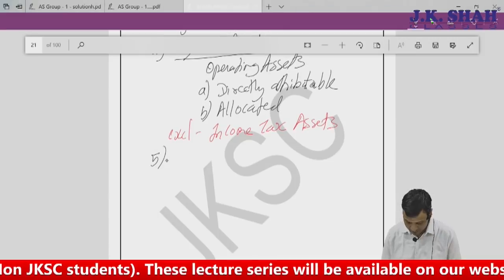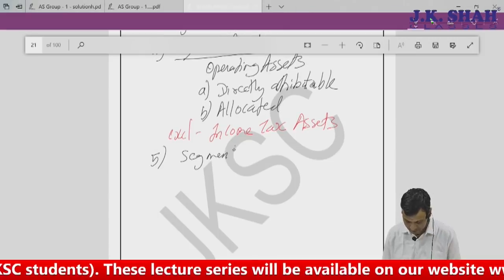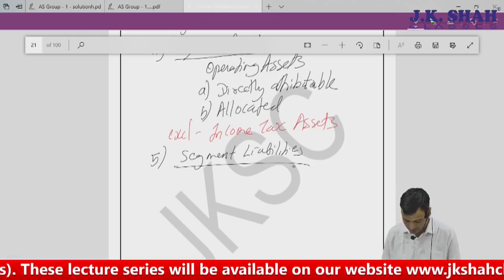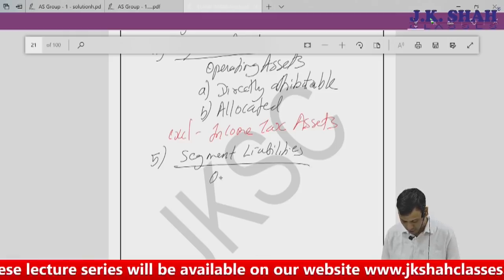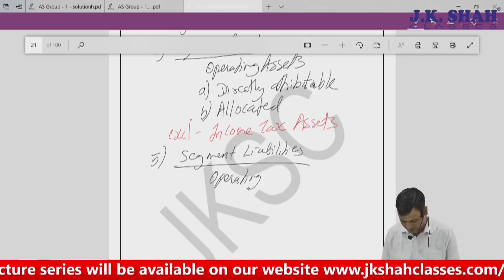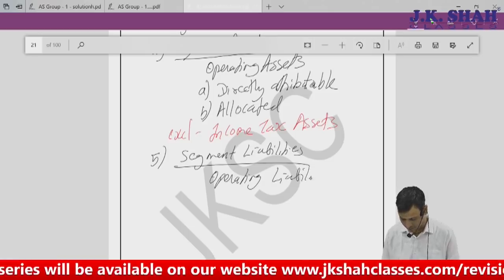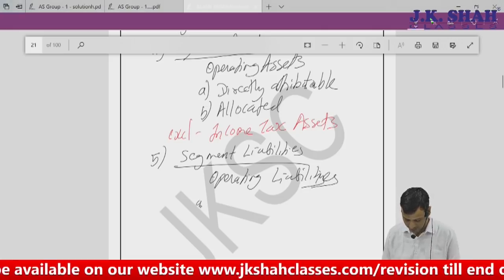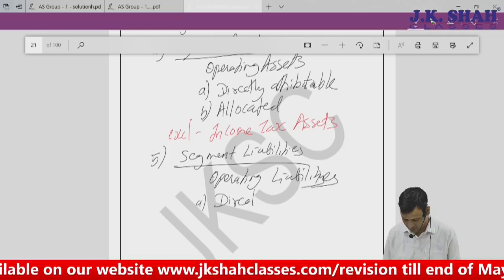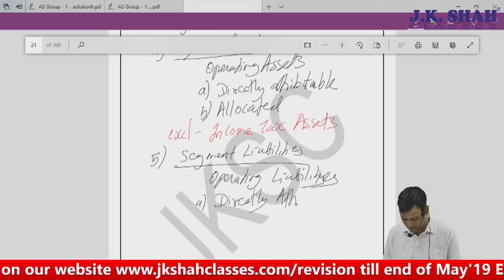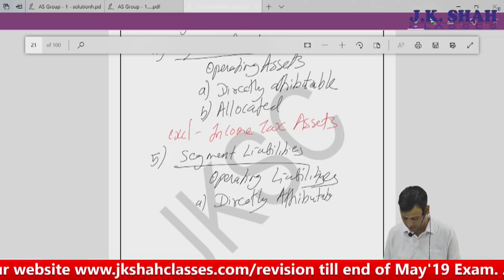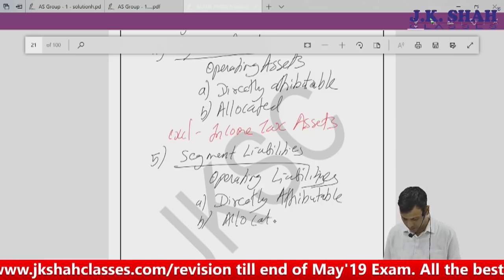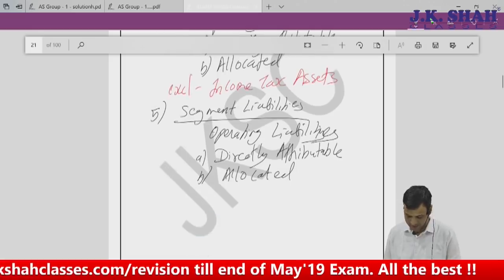Coming on to the fifth area, segment liabilities. What do you mean by segment liabilities? Segment liabilities are nothing but those operating liabilities, the same thing, liabilities which are directly attributable or can be allocated on a reasonable basis.